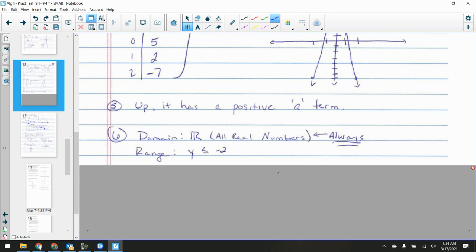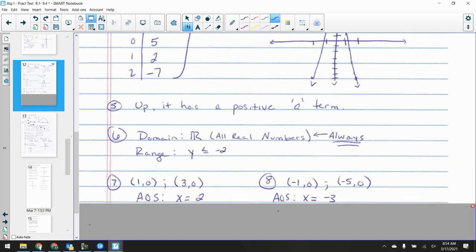Questions about that one? Number 7. Who had number 7? Bay. Good. The zeros are (1, 0) and (3, 0). Good.